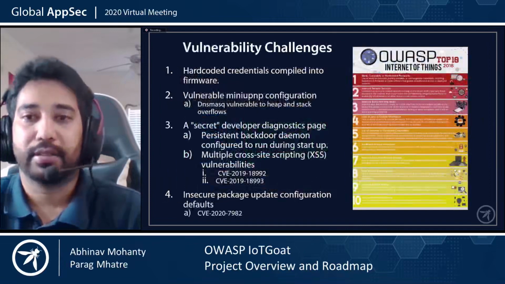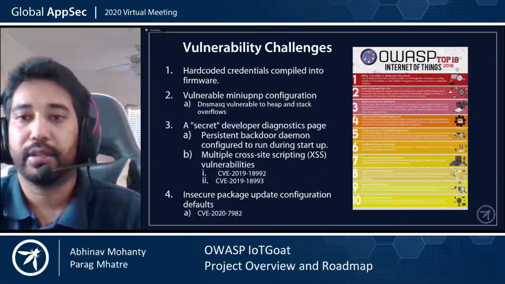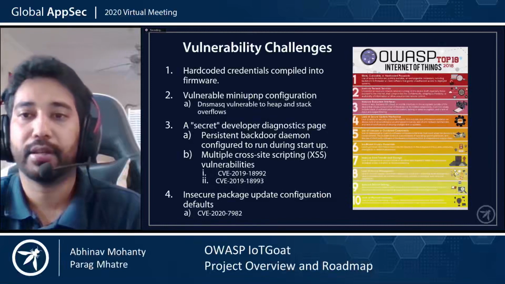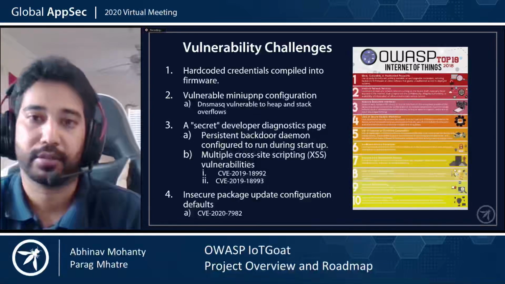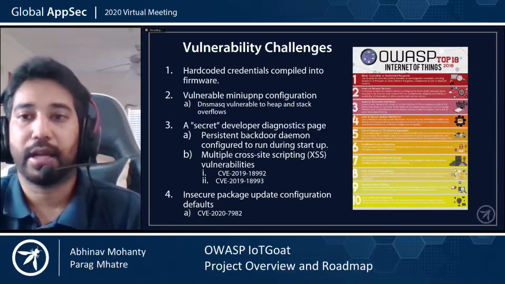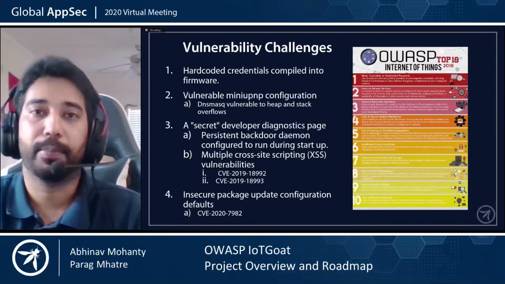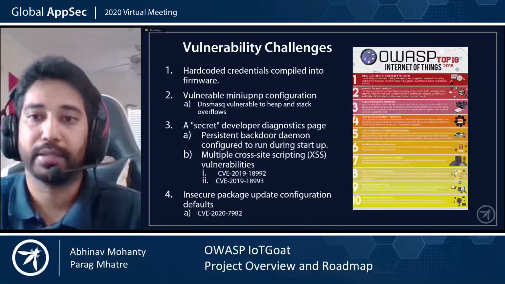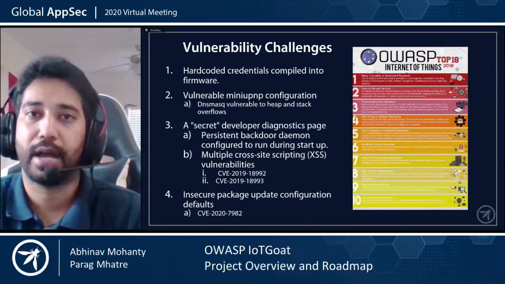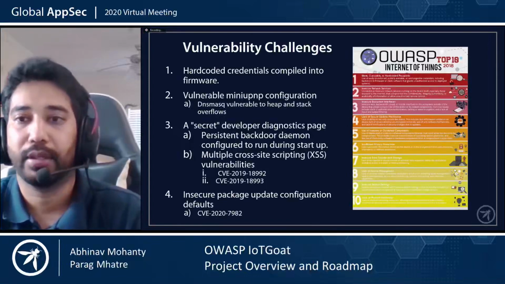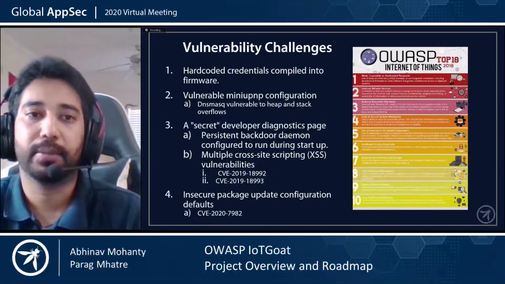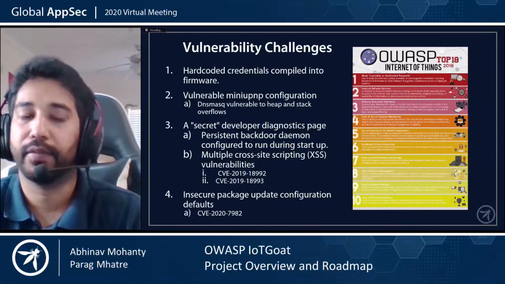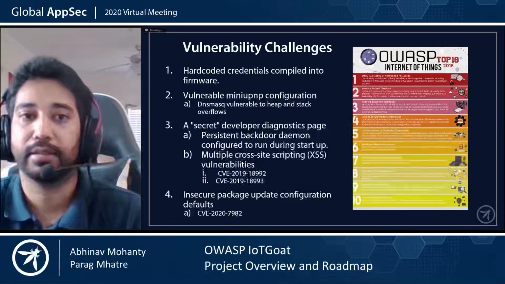Now I will briefly discuss some of the vulnerability challenges that are included in IoTGoat, and in the later half of the presentation, my co-speaker Parag Mhatre will demonstrate some of these challenges. IoTGoat has weak and hard-coded user credentials compiled into the code base and can be found by reverse engineering and analyzing the firmware file system. It also has insecure network services that include a vulnerable UPnP connection and a vulnerable and downgraded DNS masks that contains heap and stack overflow vulnerabilities.